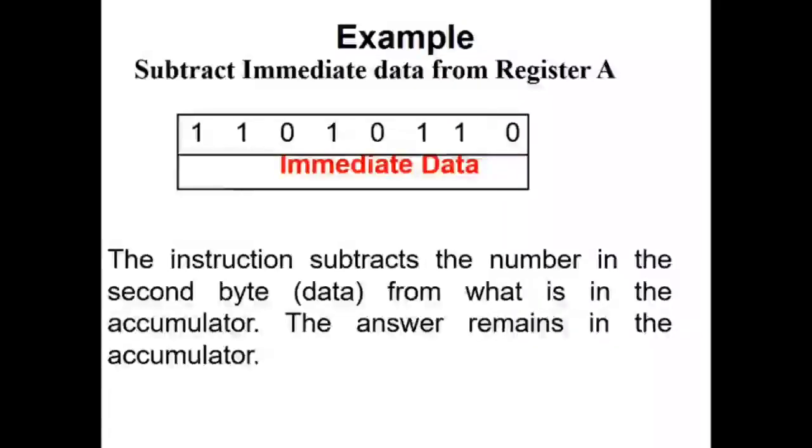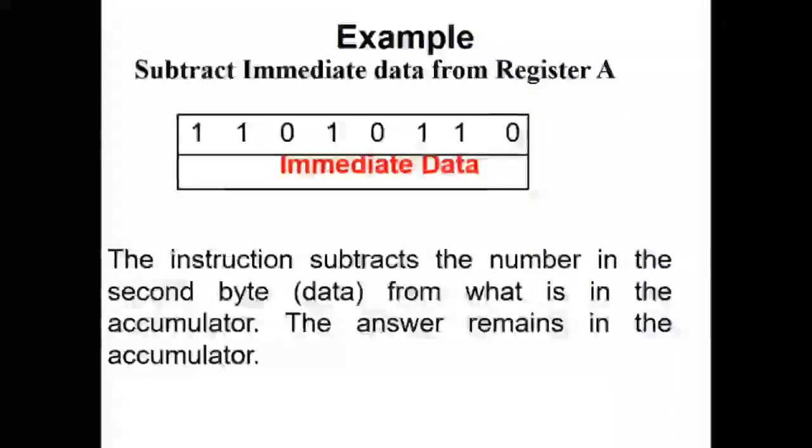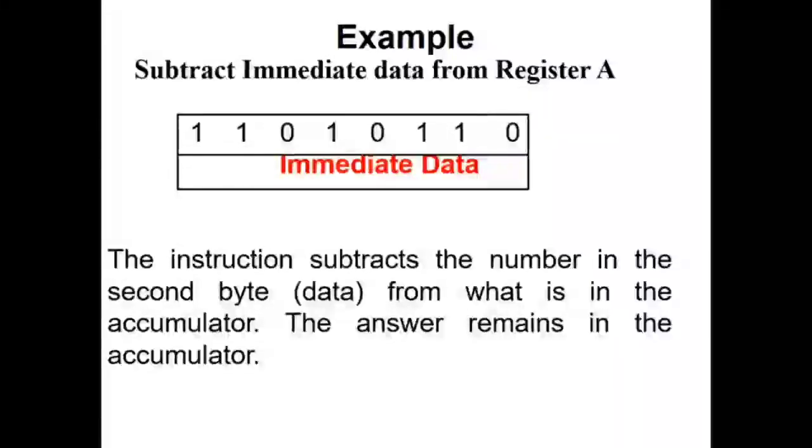Then subtract immediate data from a register. Subtract immediate data from the accumulator, from register A. So I can say subtract 5 from A, subtract 12 from A, subtract whichever number from A. We usually subtract from A.